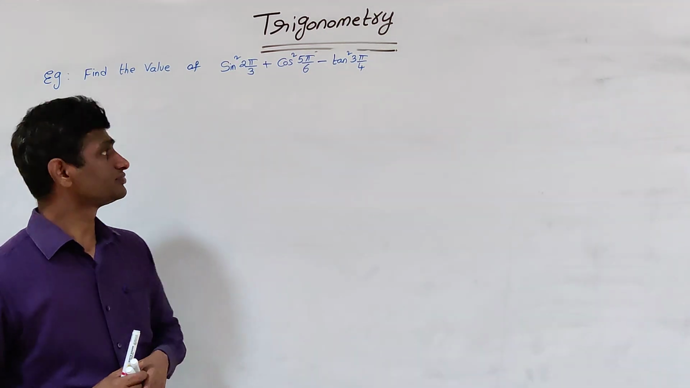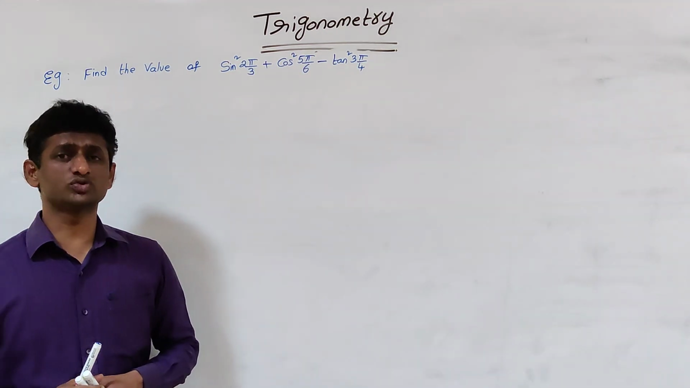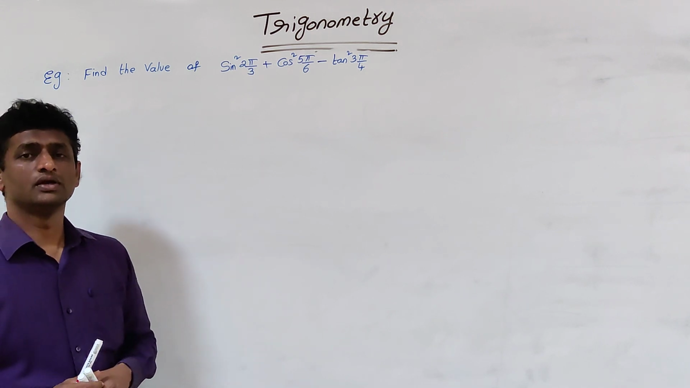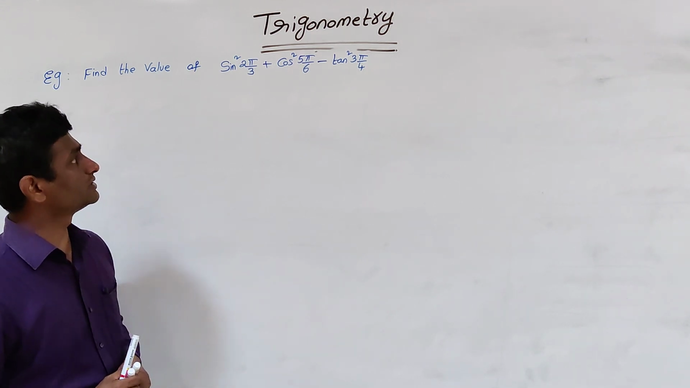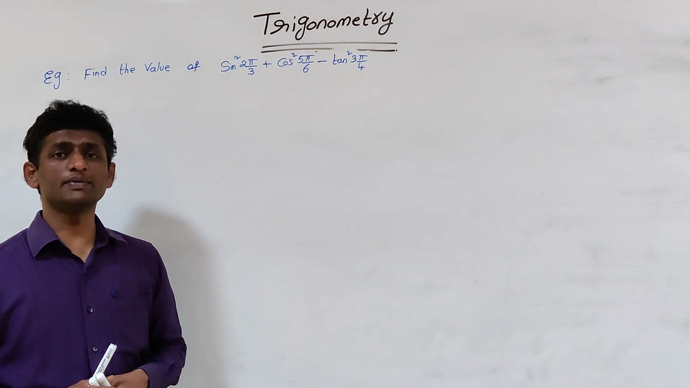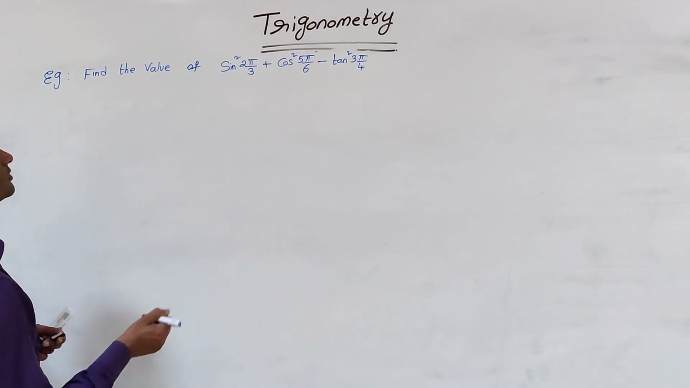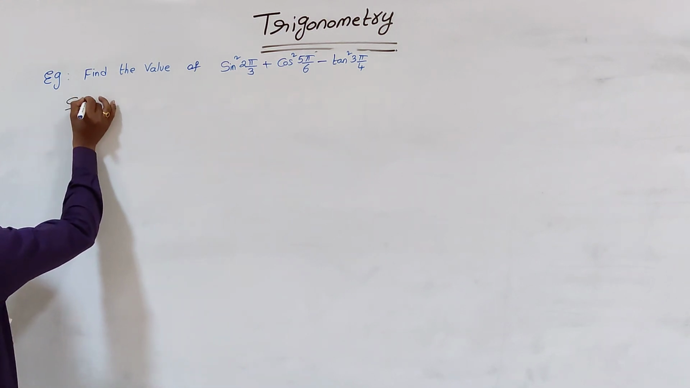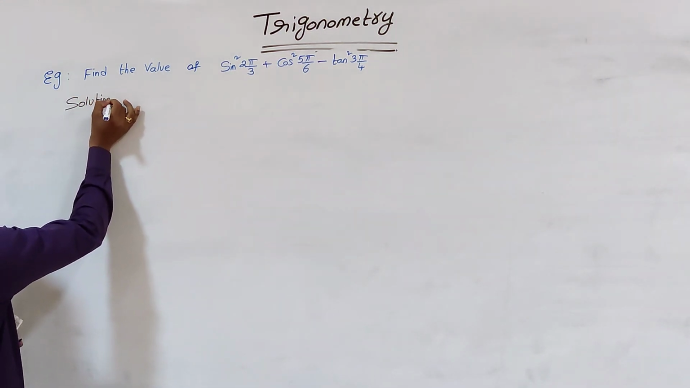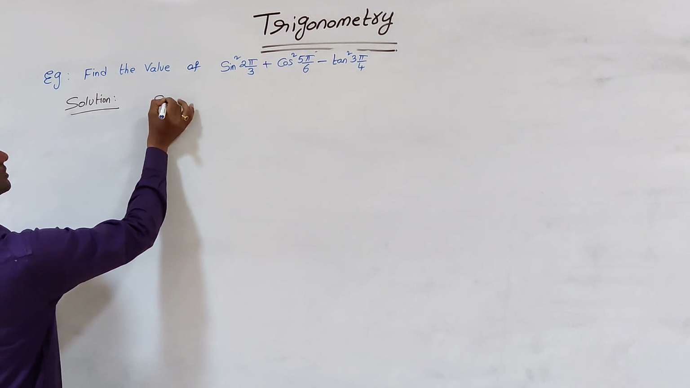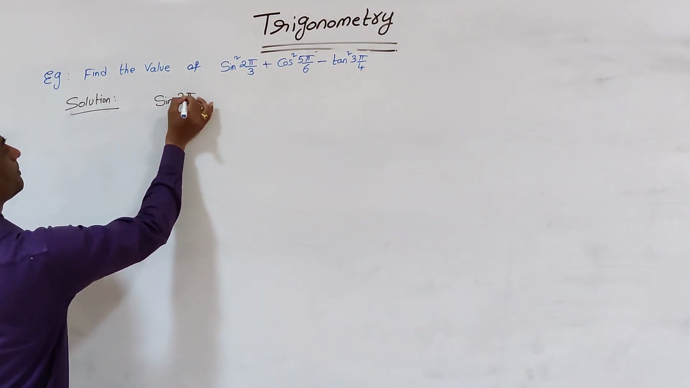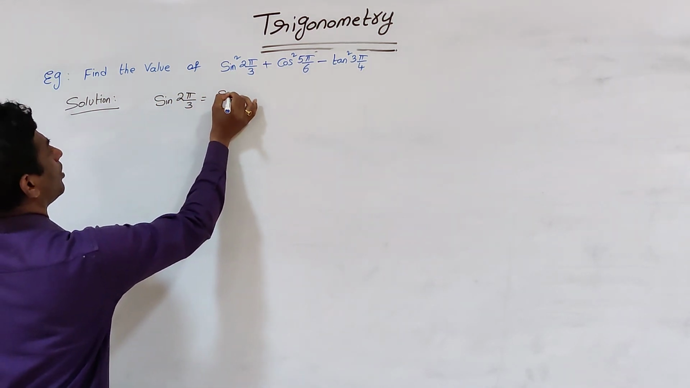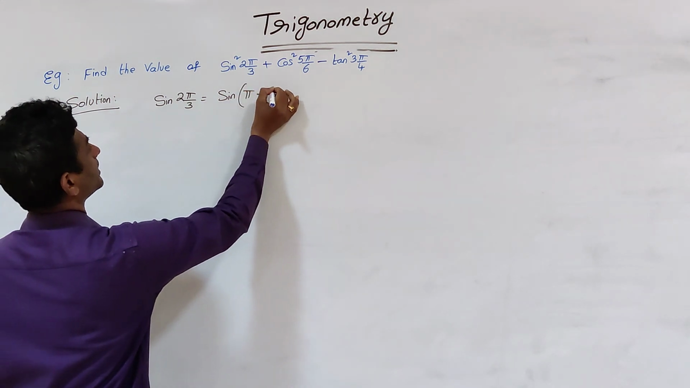The problem is: find the value of sin square 2 pi by 3 plus cos square 5 pi by 6 minus tan square 3 pi by 4. Now, it is also similar to the previous problem. Sine of 2 pi by 3 can be written as sine of pi minus pi by 3.